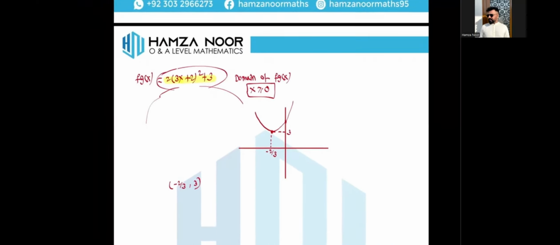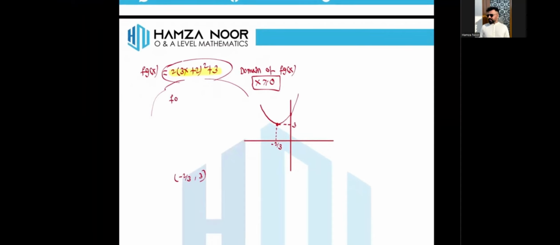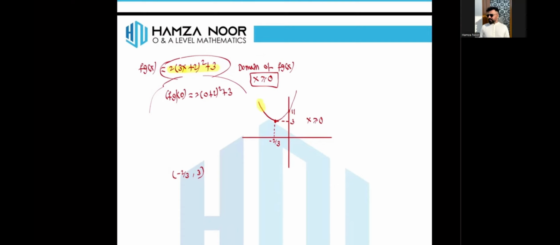Now I'm going to substitute x equal to 0 into this function. So 2 times 2 squared, and then plus 3. So 2 times 4 plus 3, this will be 11. Therefore, I'm going to keep the graph only for the domain x greater than or equal to 0, and I'm going to erase the remaining part of the graph.